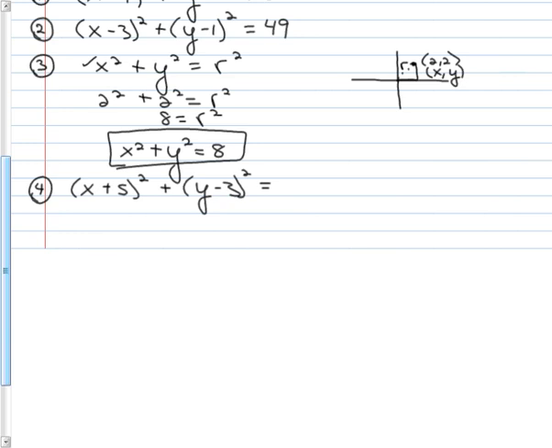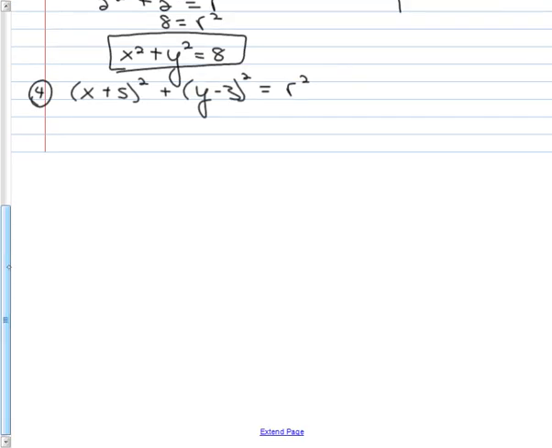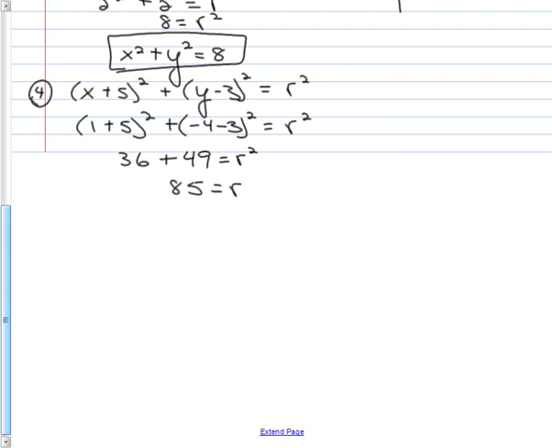What can I do with that point 1, negative 4? Let's plug it in. X is 1. 1 plus 5 quantity squared, plus negative 4 minus 3 quantity squared, that's going to be whatever r squared is. Well, 1 plus 5 is 6. 6 squared is 36. Negative 4 minus 3 is negative 7, and negative 7 squared is 49. Add them together and you get 85. 85 is r squared.